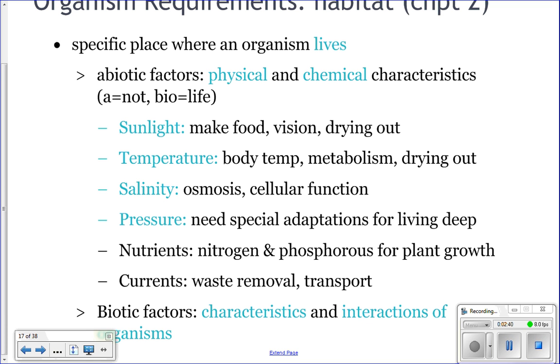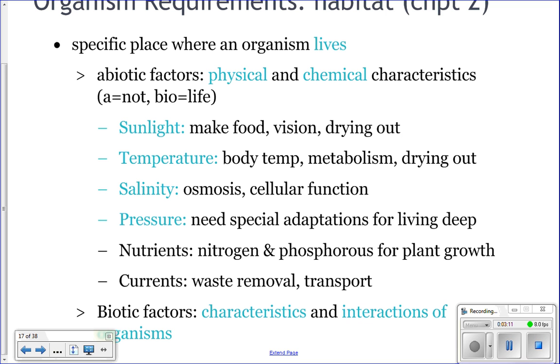Salinity will be another abiotic factor. It will affect living things in terms of osmosis. So remember, we talked about osmosis and how water will move either into or out of cells depending on the salinity outside the cell. If an animal is in a hypertonic solution, so it's saltier outside the animal than inside, water will tend to leave the animal and can actually dehydrate the animal, which could be bad.